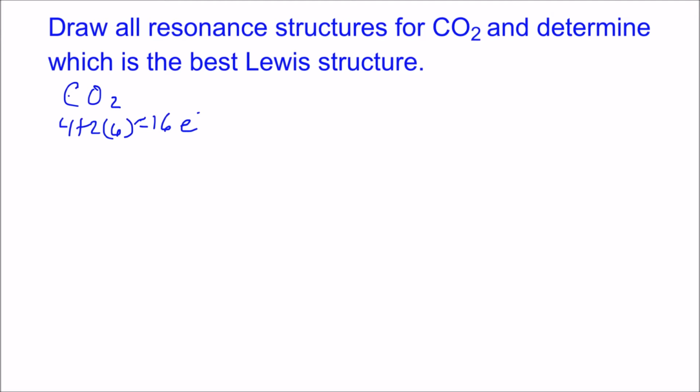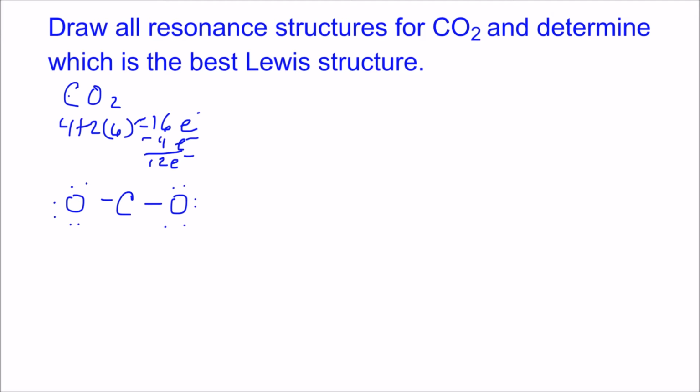We're going to put the least electronegative element in the center and surround it on either side by all the rest of the elements attached with a single bond. Then we're going to subtract. We used up 4 electrons just then. So that means we have 12 electrons left to play with. And those are going to go on the most electronegative element, which would be our oxygens.